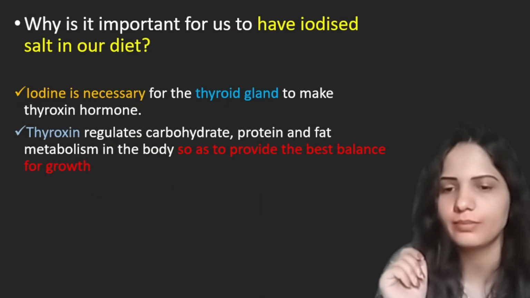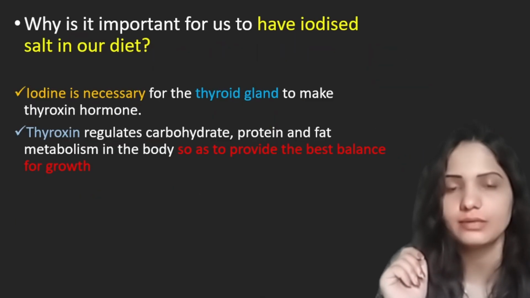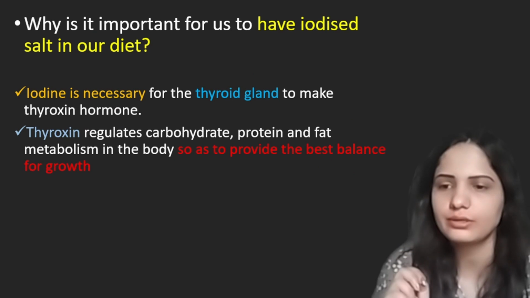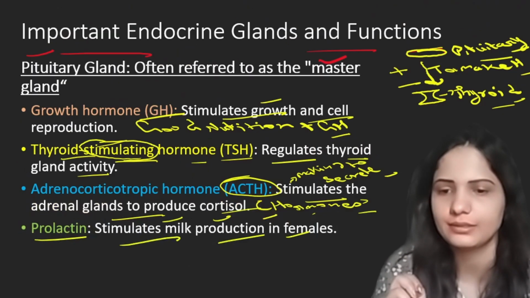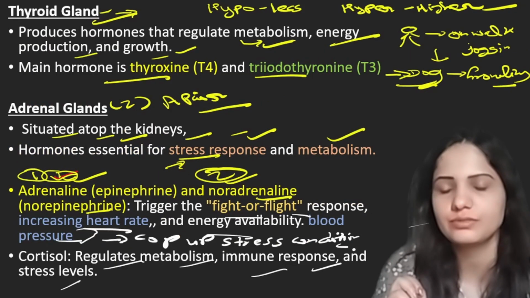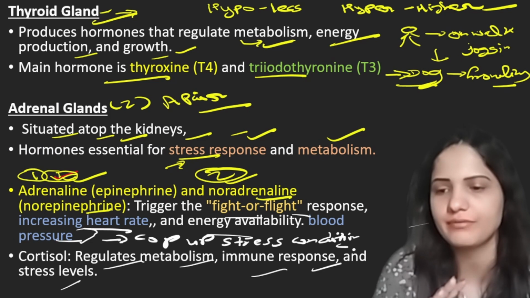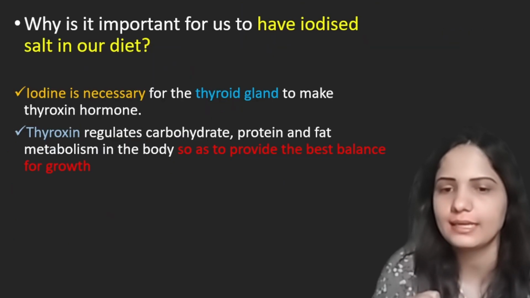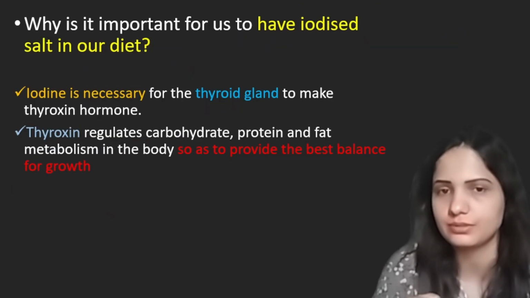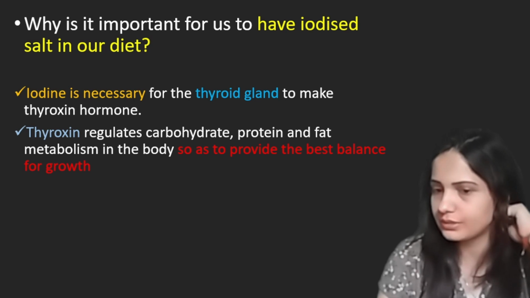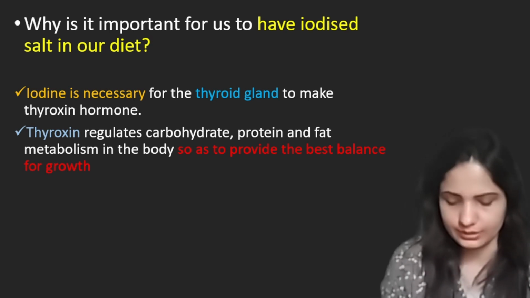Now, we have done the adrenal gland, thyroid gland, and pituitary gland. These were the important glands which are mentioned in your NCERT. So we have discussed these glands. Next we have a very important question.